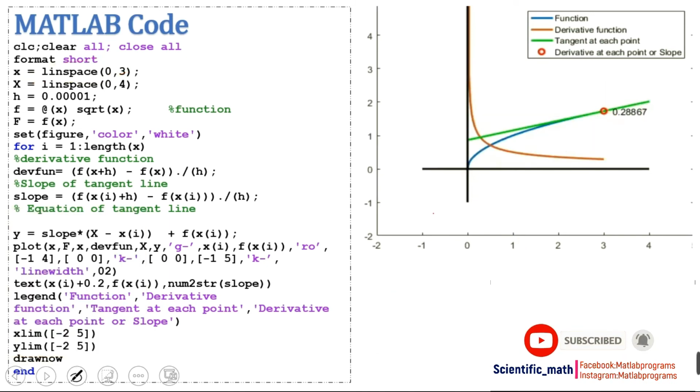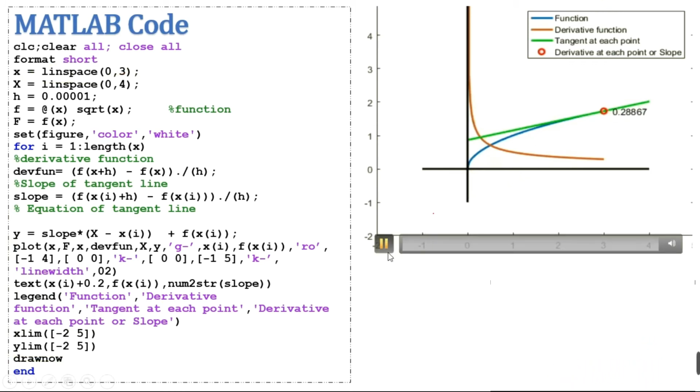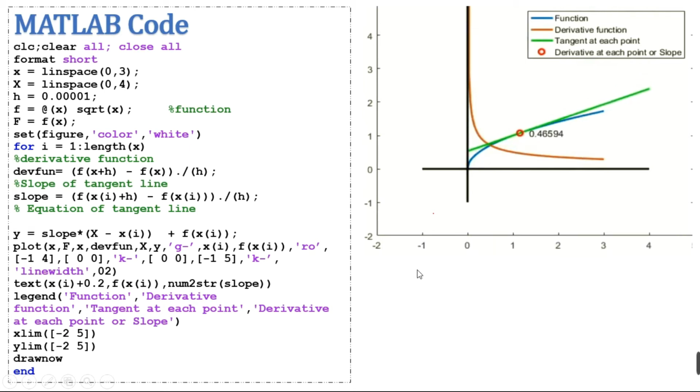Again we see the behavior of our given function: as x is increasing, the slope of the tangent line is decreasing, and the derivative of the function is also decreasing. This is the derivative of the function decreasing, 0.3 and so on. This is decreasing as x is increasing.